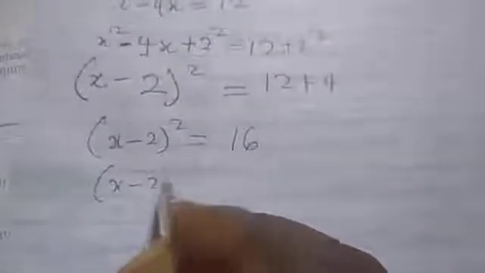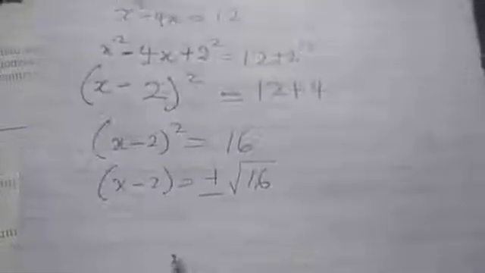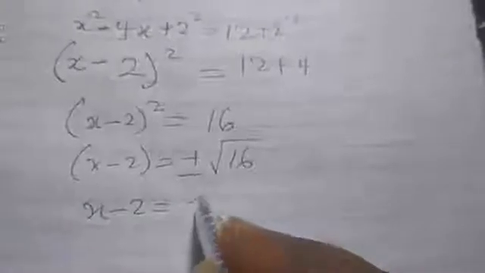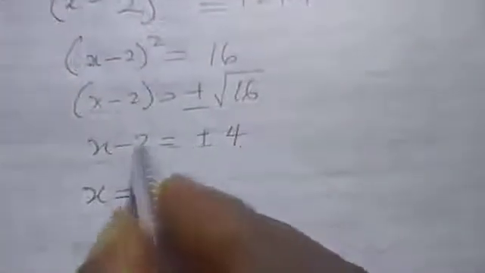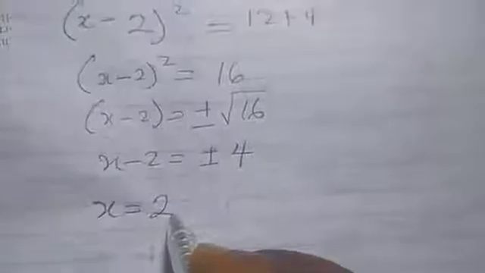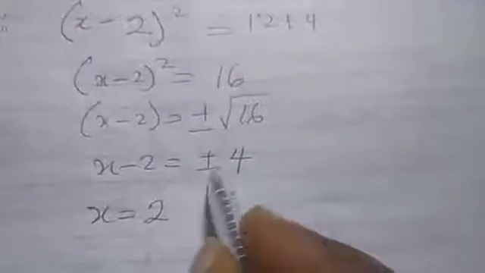From that place, all you do is take the square to the other side. It will be square root of 16. Don't forget there must be plus or minus. So s minus 2 is equal to plus or minus the square root of 16, which will give me 4. From this place, I'll transfer this minus 2 to the other side, so that it becomes plus 2.